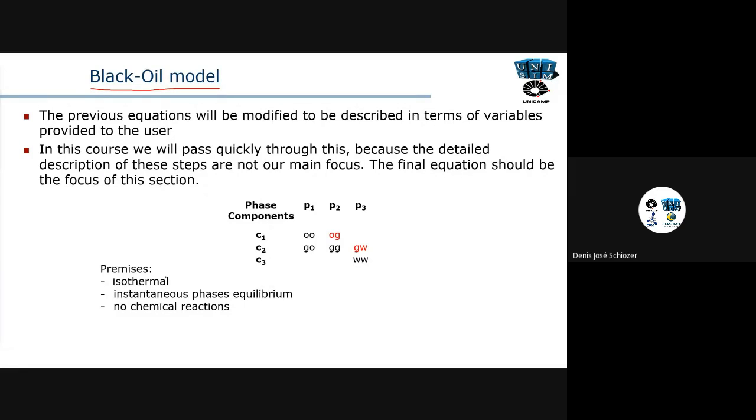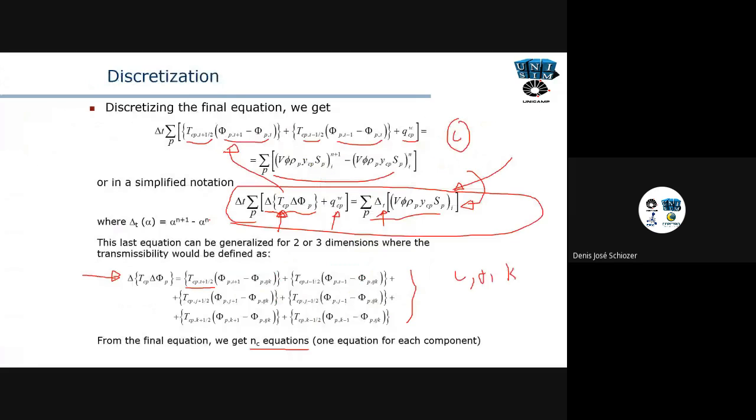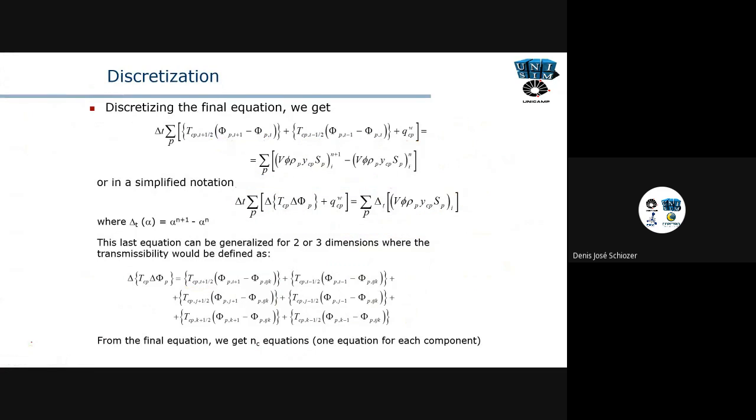Just going back at what we have seen, we are gonna solve for this equation here. I hope you understand the meaning of this equation.